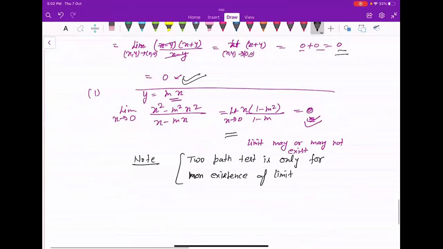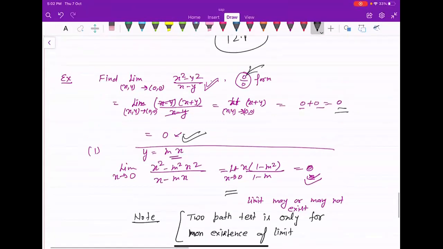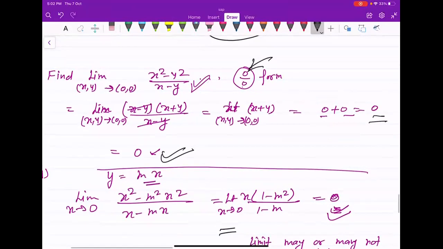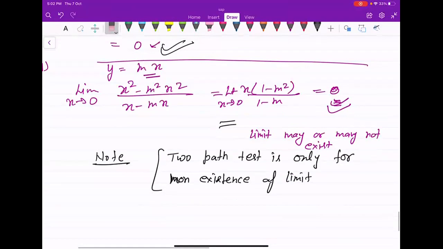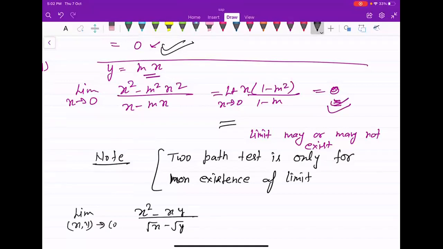One more example here. Whenever you are getting this kind of situation, 0 by 0 form, further investigation is required. So in that case, what you have to do is simplify your problem and then plug in the values of x and y. Okay, one more similar example: x square minus xy upon under root x minus under root y, as x comma y tends to 0, 0. Now do it.